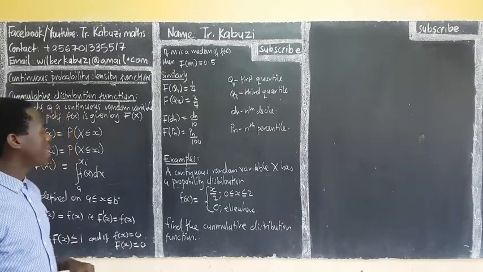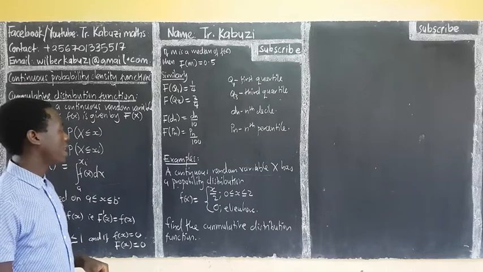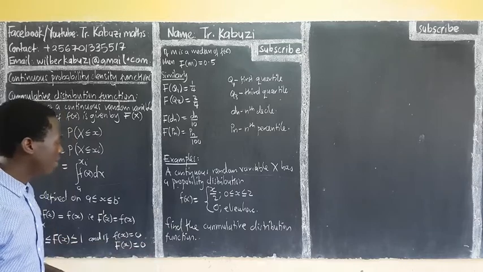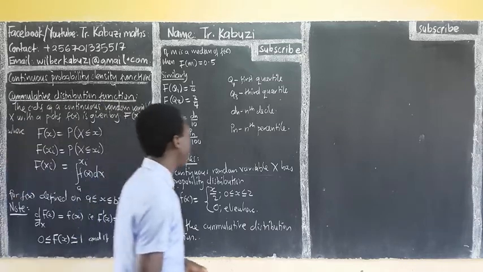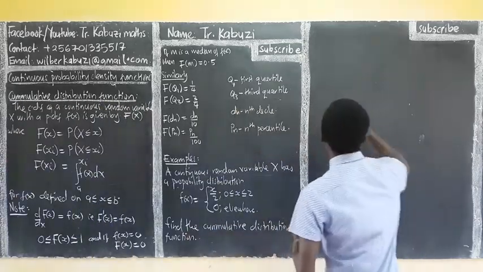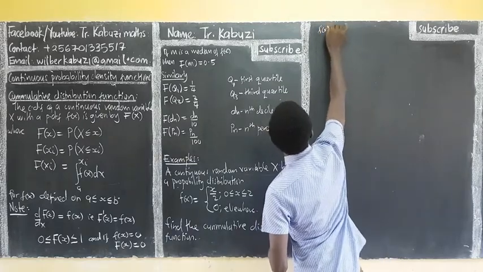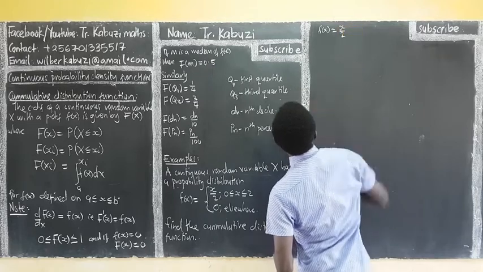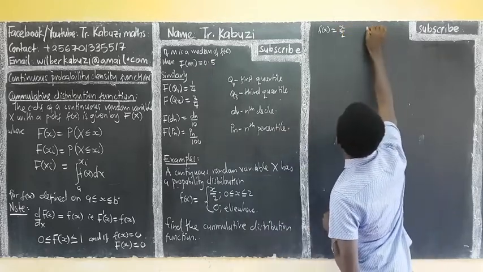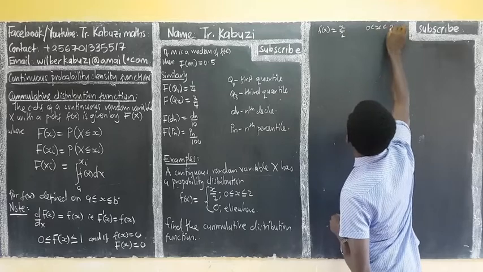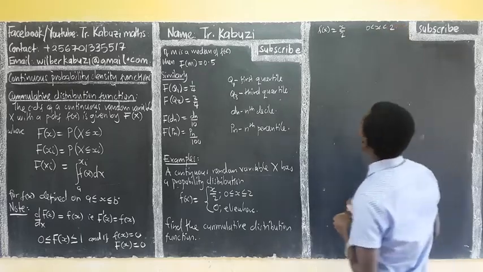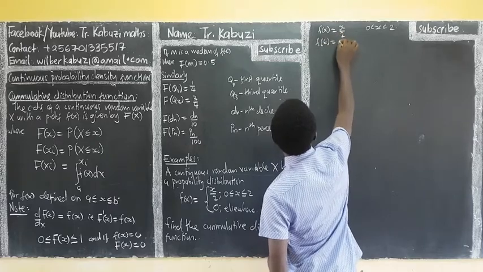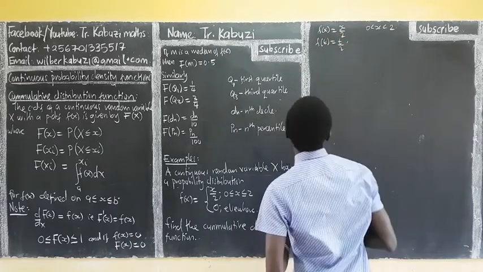So let us see this example here. A continuous random variable x has a probability distribution given by this. Find the cumulative distribution function. So you see that now, the function we are having, our f of x, is x over 2, on the interval of x less than or equal to 2. If we use dummy variables, where there is x I'm putting t, so it becomes t over 2.